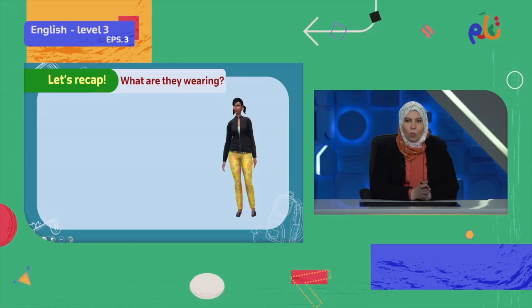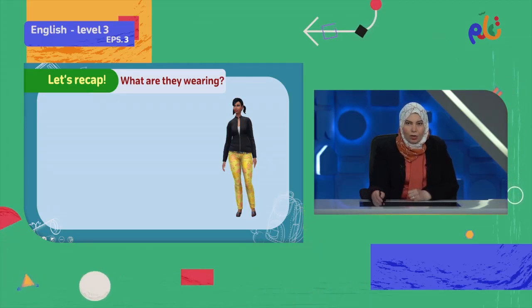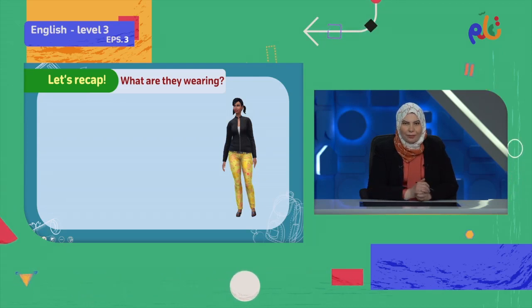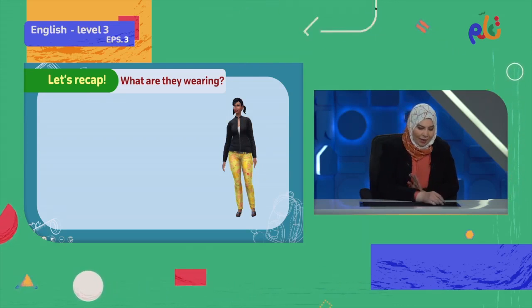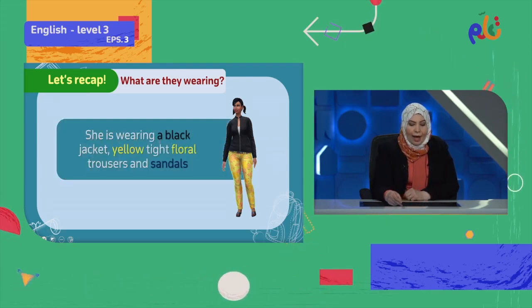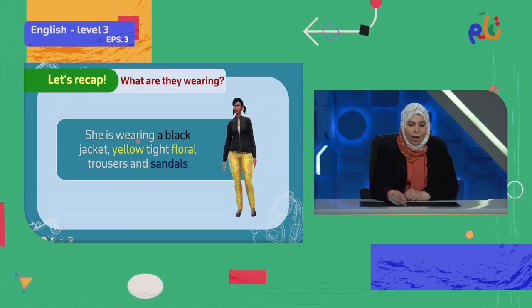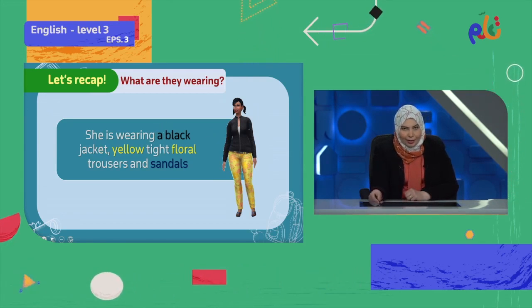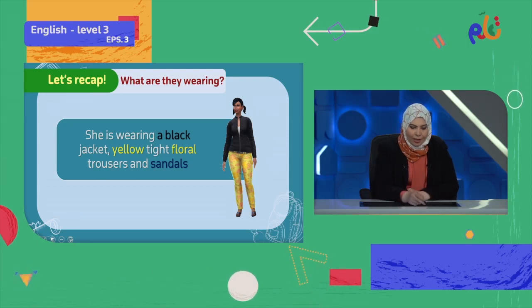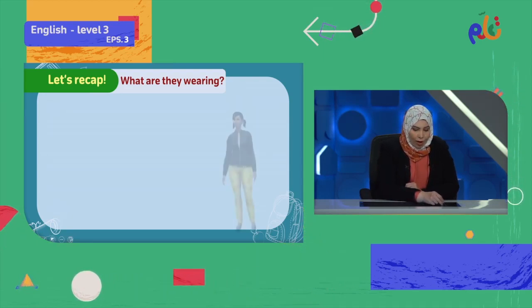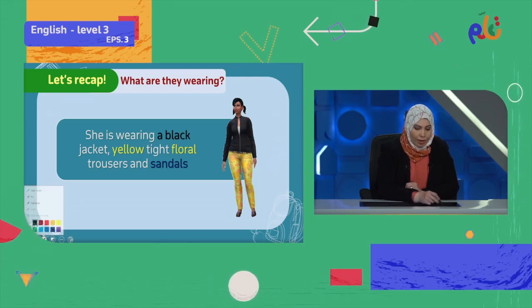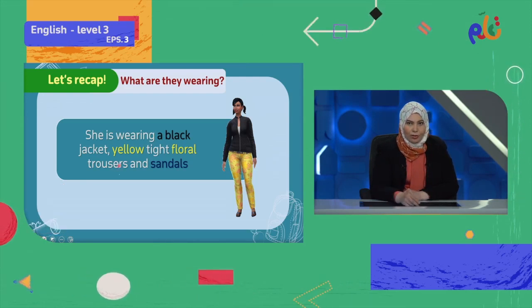Think about this lady. What's she wearing? Look at her clothing, look at the items. What exactly is she wearing? Okay, let's start. She's wearing a black jacket. Jacket is singular, that's why we say a black jacket. And she's also wearing yellow, tight, floral trousers. So the color is yellow, tight floral trousers, so the style, and sandals. We can add some extra description for sandals, or we can leave it as it is.